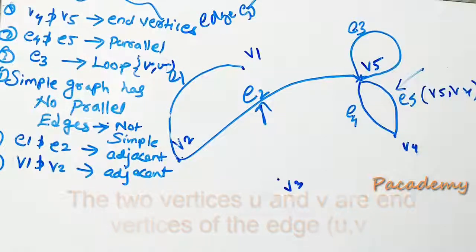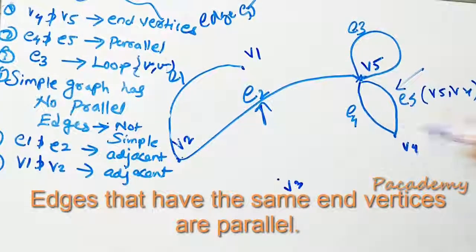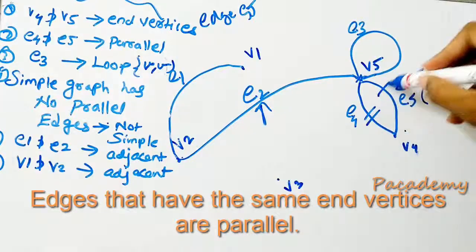Edges that have the same end vertices are parallel. So the end vertices of E4 and E5 are V5 and V4, so they both are parallel.